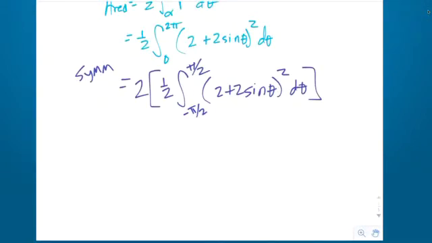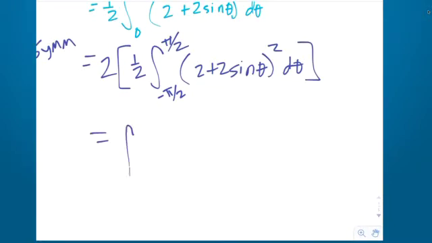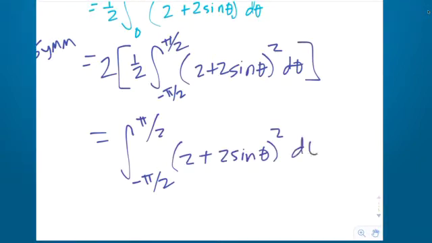Now, why would we be interested possibly in using symmetry? Because the formula always has a what in front? A 1/2. What's twice 1/2 now? 1. And so if you see a multiple choice question and it looks like it's using symmetry because there's no 1/2, that's probably what's happening.